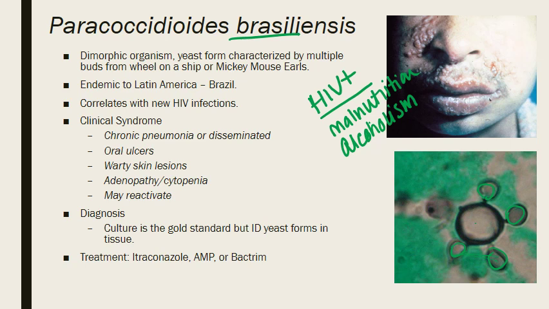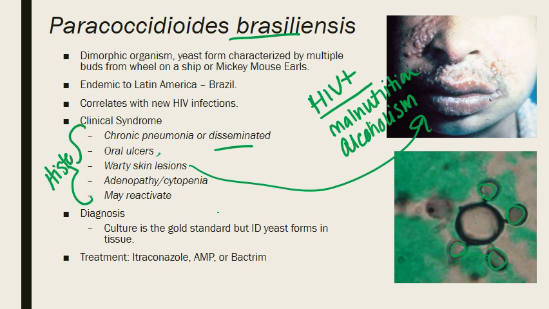The clinical syndrome is very similar to some of the other organisms I've talked about, particularly histoplasma. Once again, you're going to talk about this chronic pneumonia, which can be disseminated. And when it's disseminated, you're going to get some of these ulcers, the oral ulcers, but also these warty skin lesions. And if you look at this patient over here, these lesions don't look that different from the skin lesions that I showed in the histoplasmosis video. It can also go into the bone marrow, so you can see pancytopenia. It can affect the adrenals.